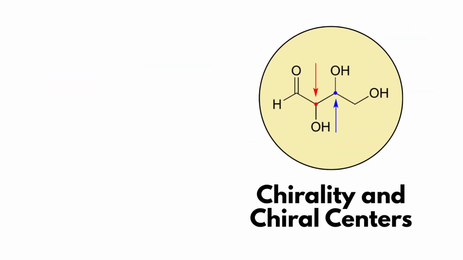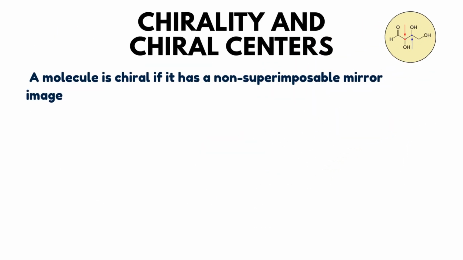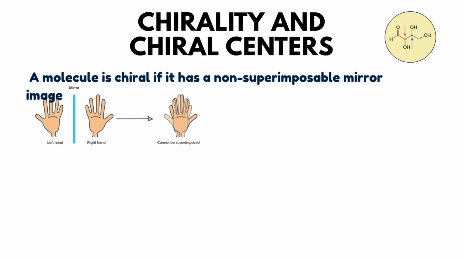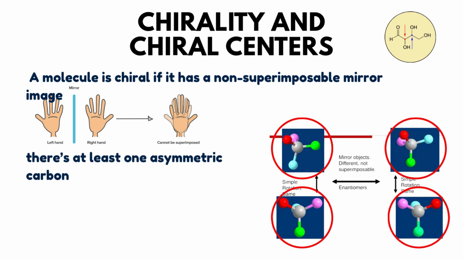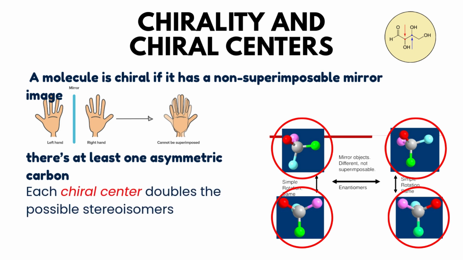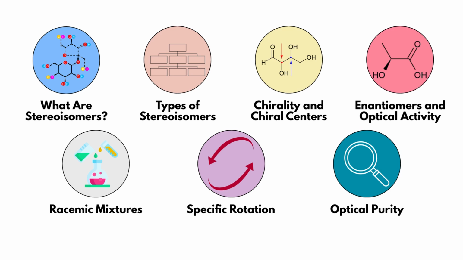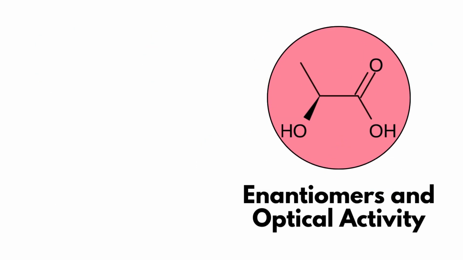Chirality and chiral centers. A molecule is chiral if it has a non-superimposable mirror image. This usually means there's at least one asymmetric carbon, a tetrahedral carbon with 4 different substituents. Each chiral center doubles the possible stereoisomers, which is why the MCAT loves to test how many stereoisomers are possible in questions.